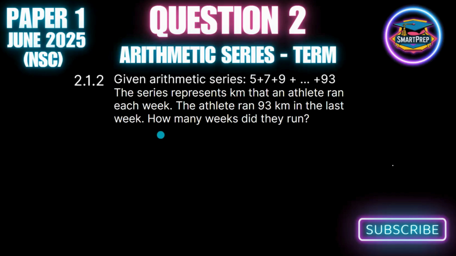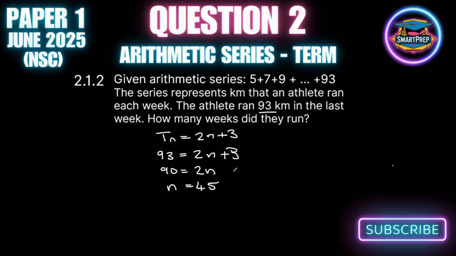Okay, so we know that Tn is equal to 2n plus 3. And now we can substitute in 93 in the last week. So we know that 93 is equal to 2n plus 3. So 90 equals 2n, and so n is equal to 45. Okay, and let's have a look at what's next.